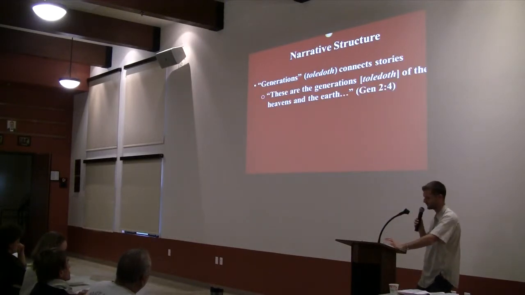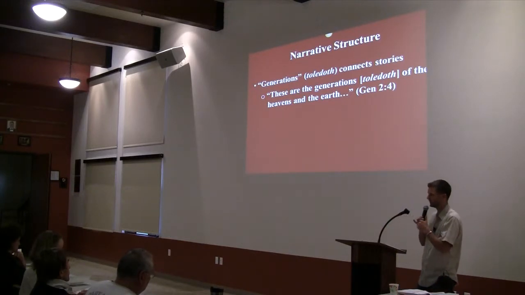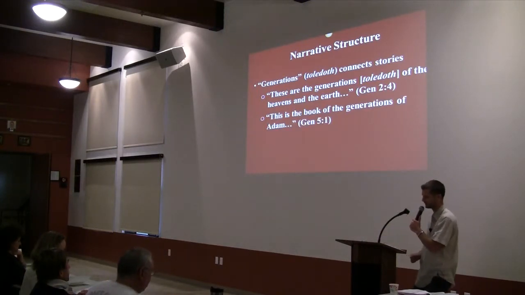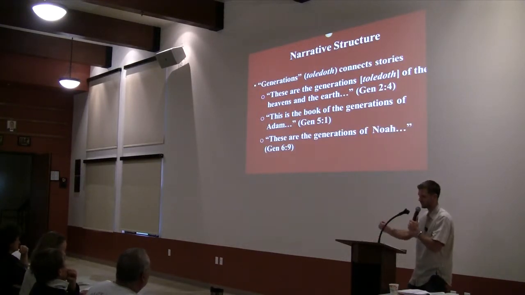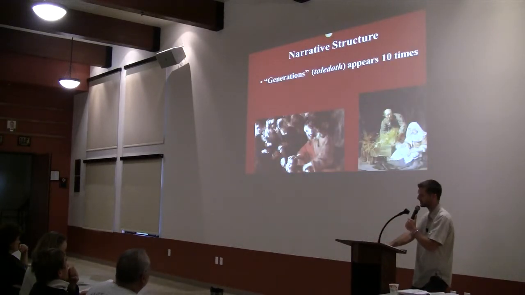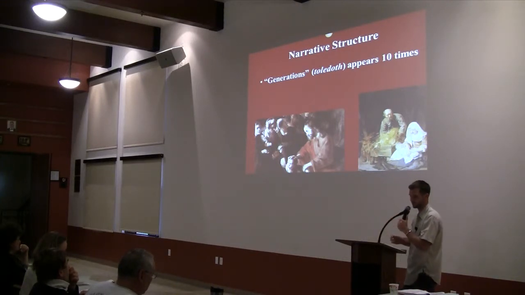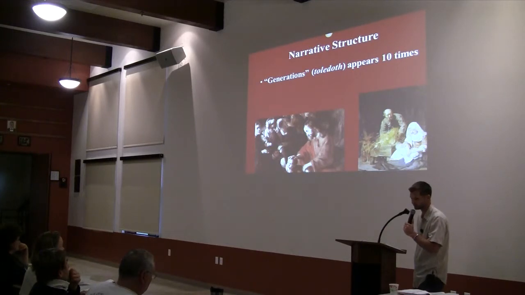Genesis 2:4 introduces the history of the human family by saying, these are the generations of the heavens and of the earth. The same term is used when Noah comes to the scene. This is the book of the generations of Adam. And then again, these are the generations of Noah. So this term generations is used 10 times in the book of Genesis. It breaks the whole narrative up into these nice chunks for us, to introduce some of the key figures that play a starring role in the plot of the book.